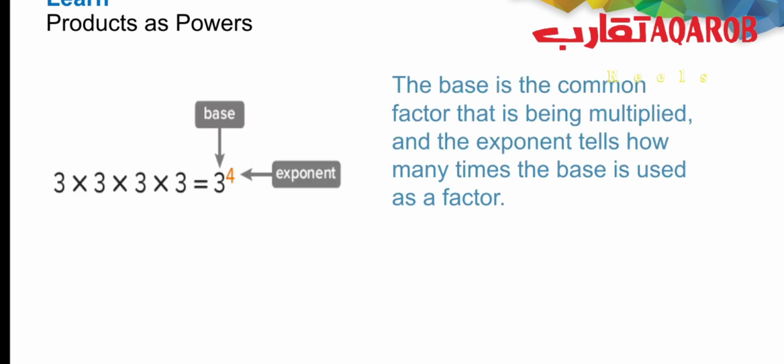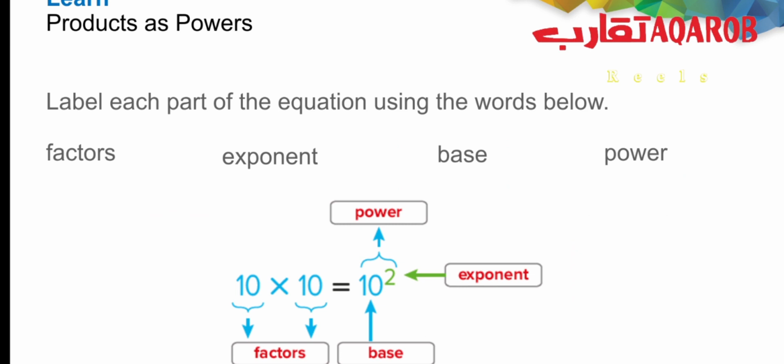Now, 3 to the power 4, or 10 to the power 2, I can say it's a power. So there is power, there is base, there is exponent, and there are factors, as you can see here in the picture. In this slide, the number 10 is the base, the factor I am dealing with. Now, there are no other factors than 10.